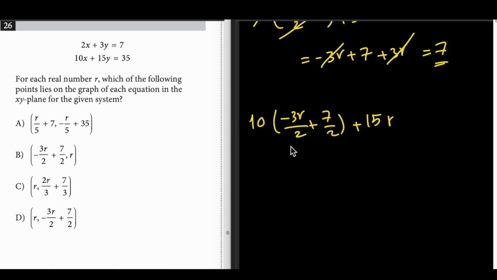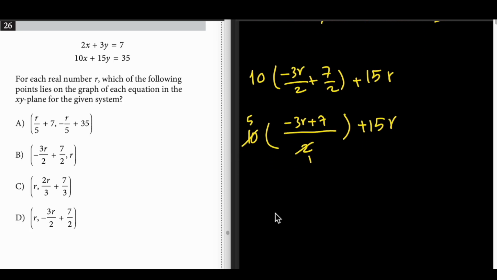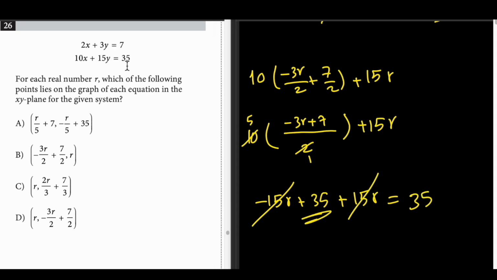First you will add the numerator, which is negative 3r plus 7, and you have 10 plus 15r. Simplify, divided by 2 equals 1, divided by 2 equals 5. So we have negative 15r plus 35 plus 15r. You can cancel negative 15r with positive 15r. So the answer is 35, which is the right hand side.